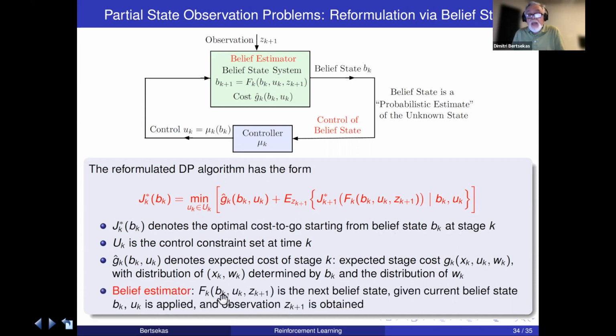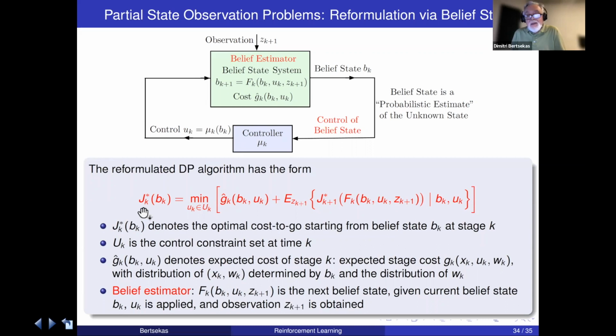So all of this, of course, is predicated on having a belief estimator, and that may be a challenging part of the problem. And the other challenging part is that this algorithm, even if the original state space was finite, is executed over an infinite state space. The space of belief states is a set of probability distributions, and that is a continuous space. It's the simplex, the unit simplex, right? That's where probability distributions live.